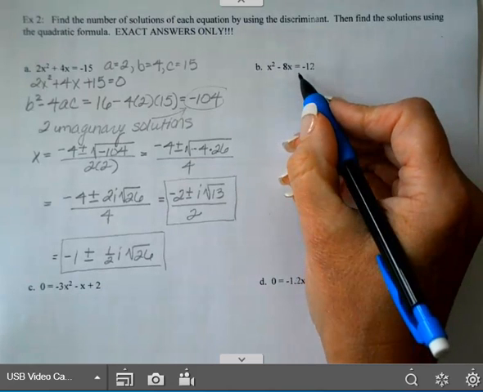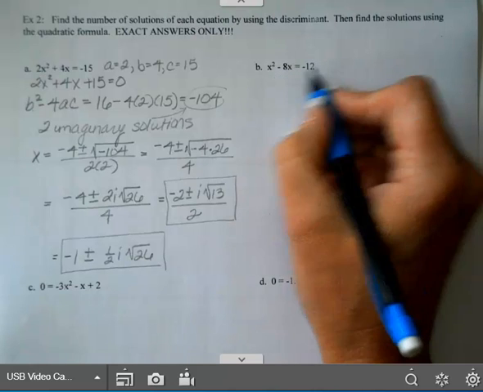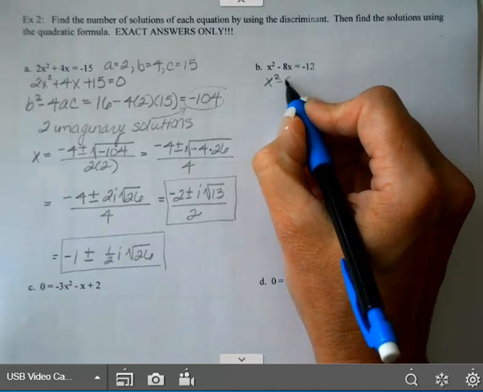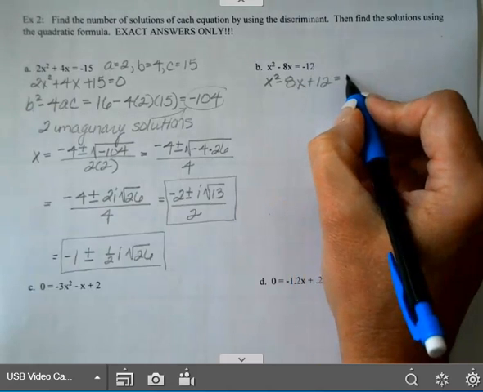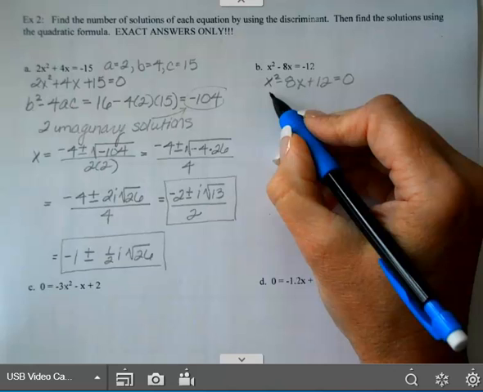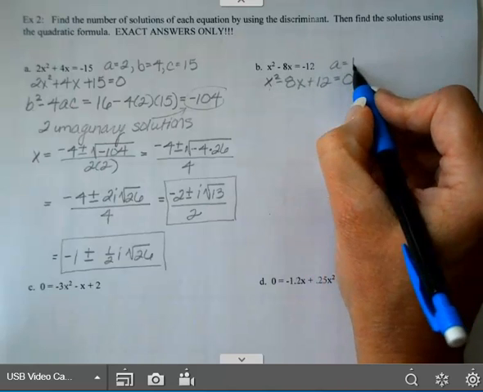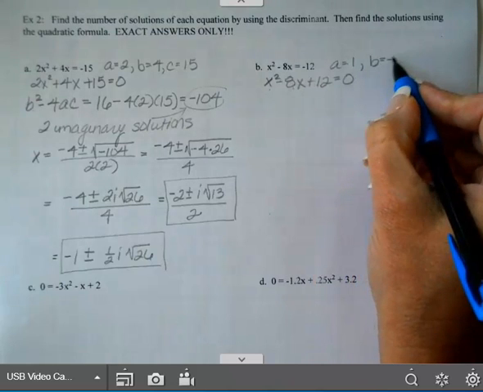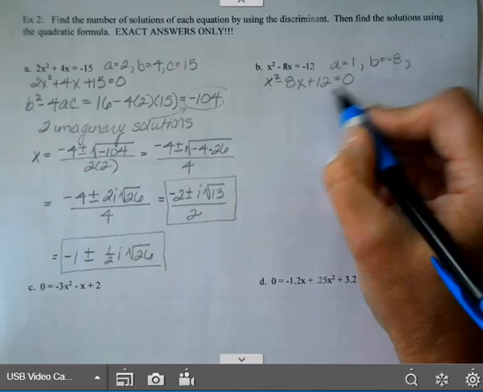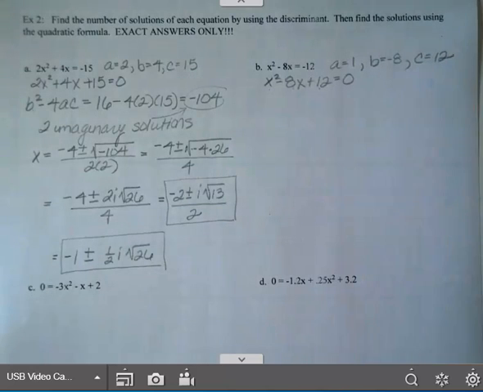On example B, again, you have to set it equal to 0. So let's move that negative 12 to the other side. And now I can list my a, b, and c. a is 1, b is negative 8, and c in this case is positive 12. You have to put it on the other side before you can determine what c is.